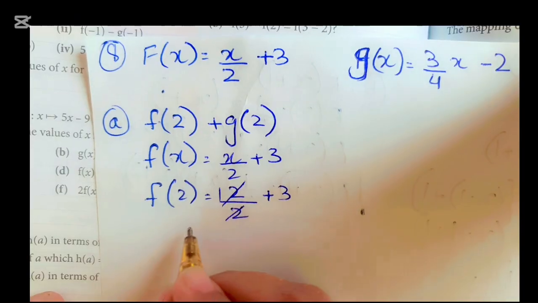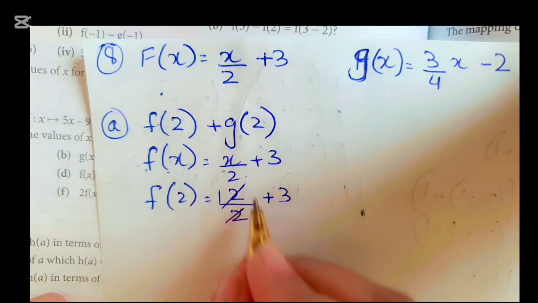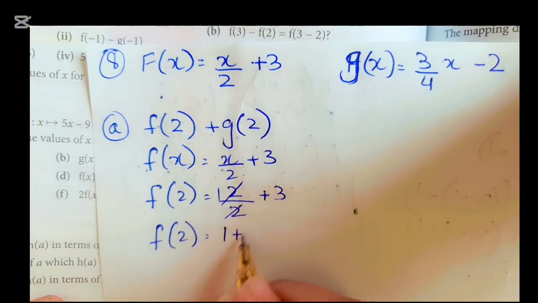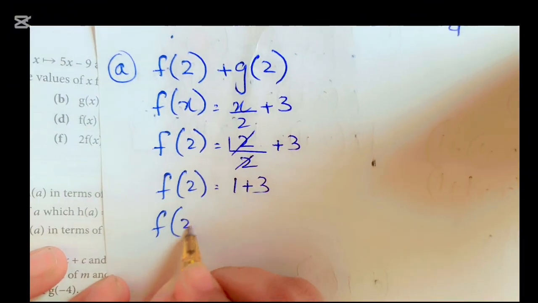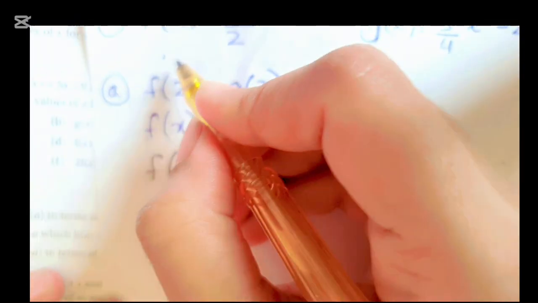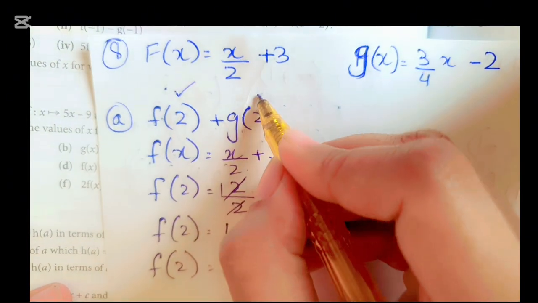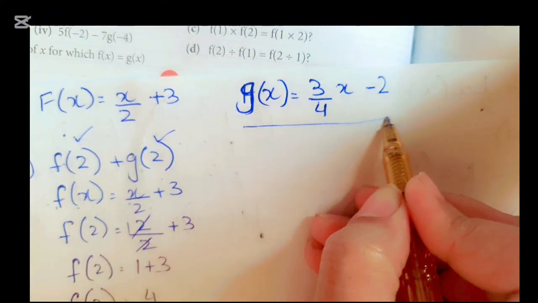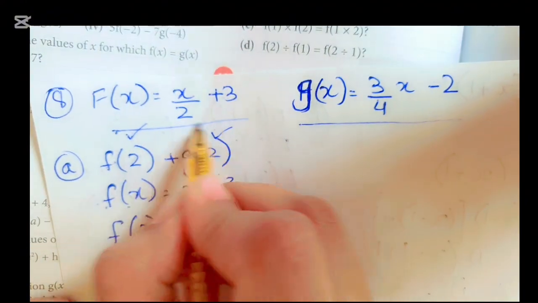2 times 1 is 2. I have solved it out, and we get 1 + 3, so f(2) = 4. Now we have solved this one. Now we are going to use 2 in place of x in the g(x) function. These are the two functions that are given in the question.